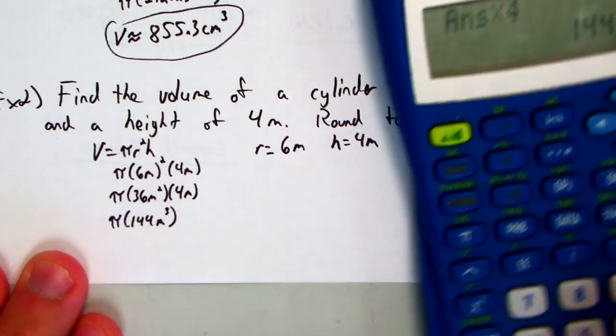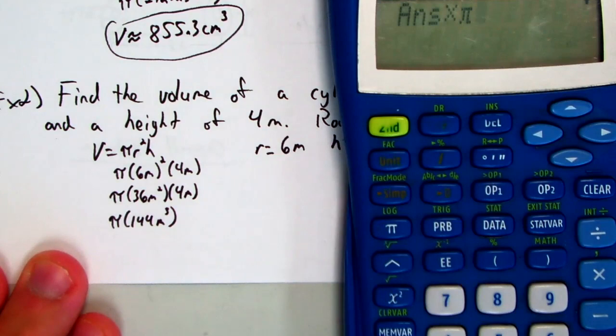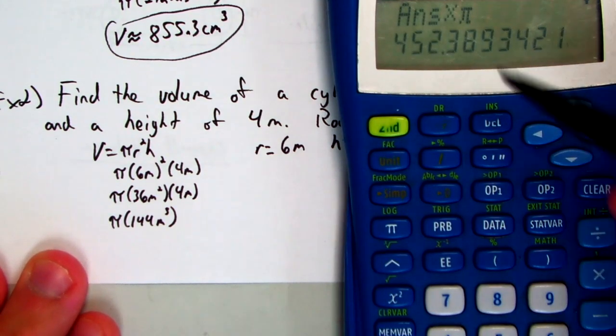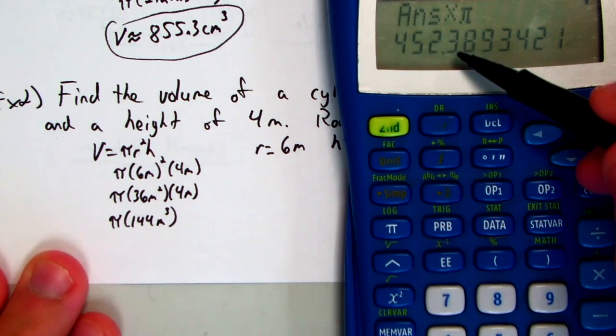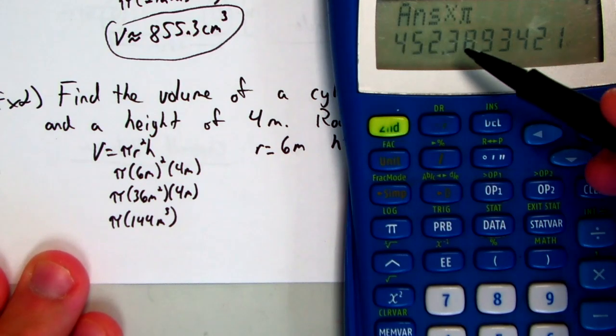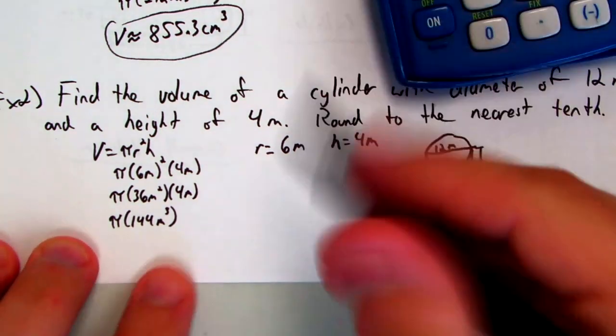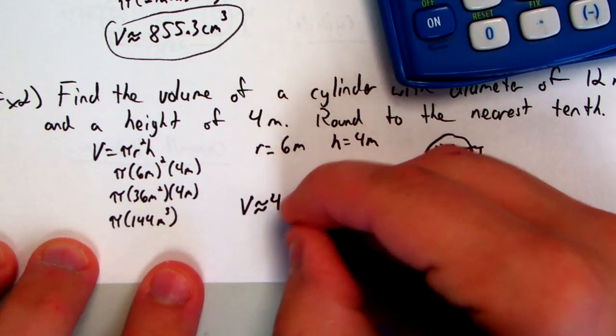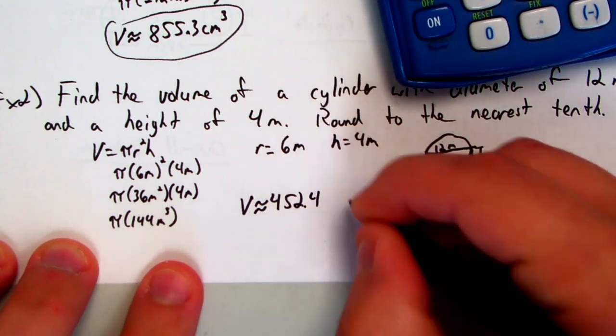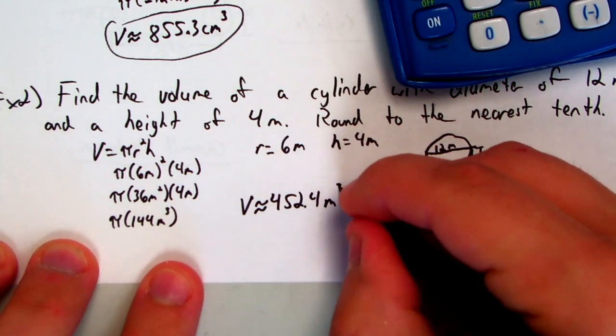And we're going to multiply it by pi again. So now we have 452, rounding to the nearest tenth, so we're rounding to this point. So this number is greater than 5, so this would go up to 4. So 452.4. So the volume is about 452.4 cubic meters.